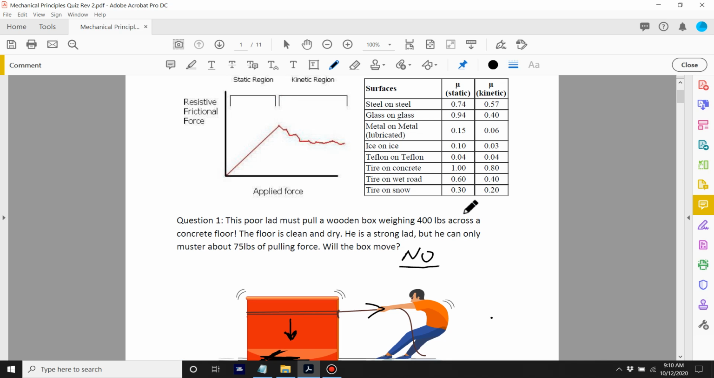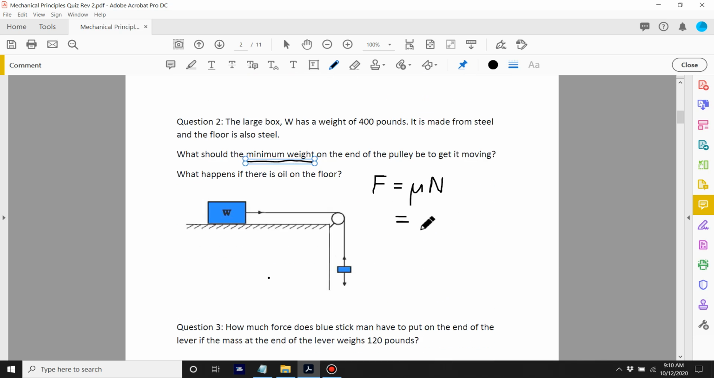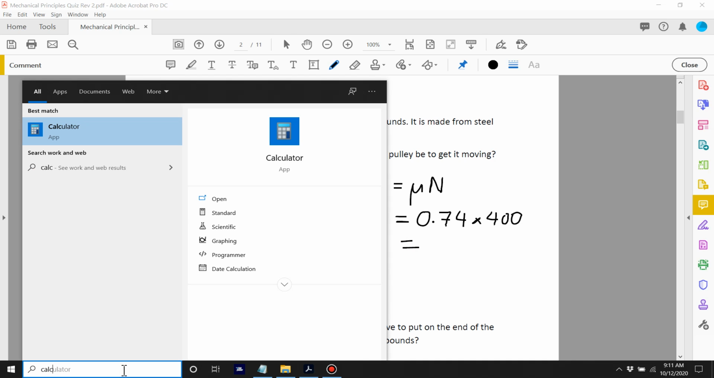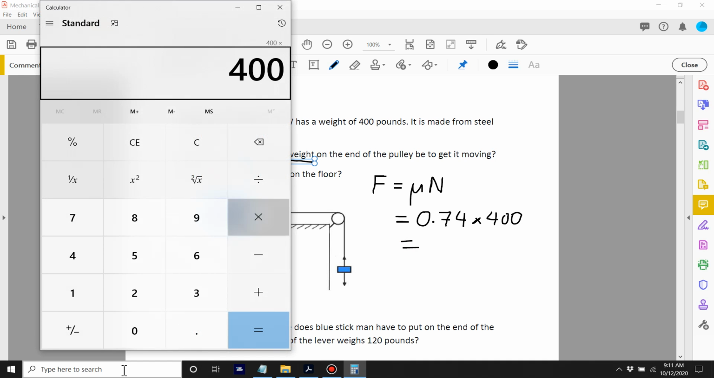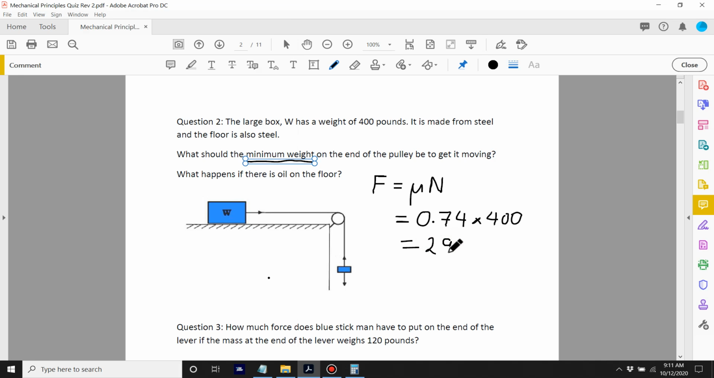So that's a fair amount of static friction. That's a pretty high coefficient, 0.74, multiplied by 400 is equal to, calculator, 400 multiplied by 0.74 is roughly, we'll say, 296 pounds.